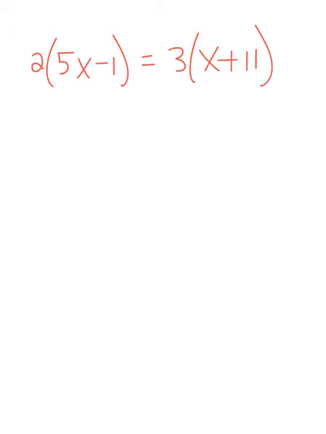Example 3 here, we have 2 open parentheses, 5x take away 1 close parentheses equals 3 open parentheses x plus 11. We've got a lot of steps to take care of here first. Let's start by drawing our line down our equal sign. Let's start by changing our subtraction to add a negative. So I've taken care of step 1 and step 2. Step 3 says apply the distributive property.